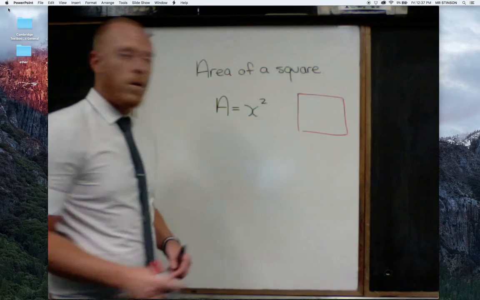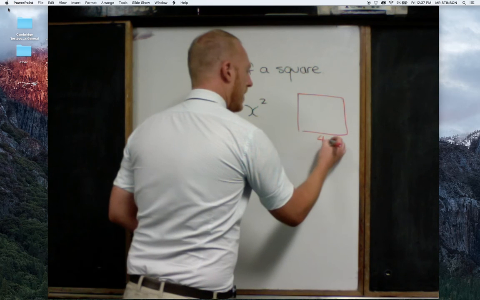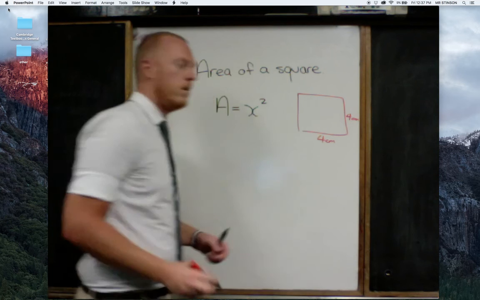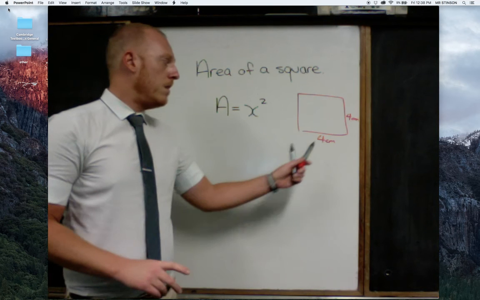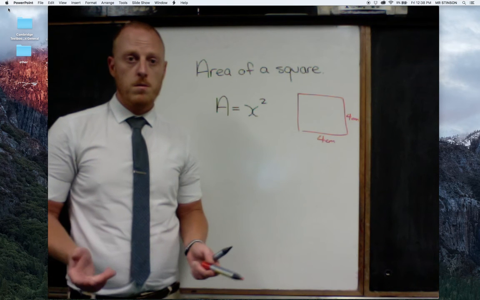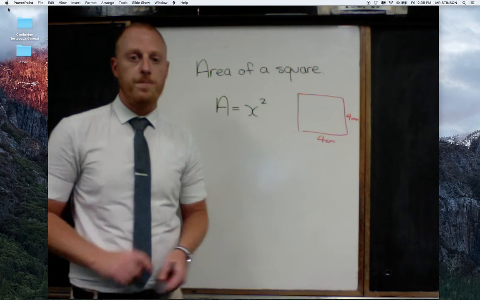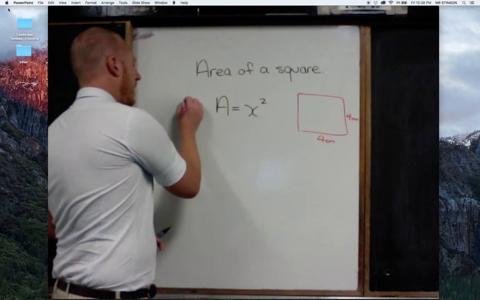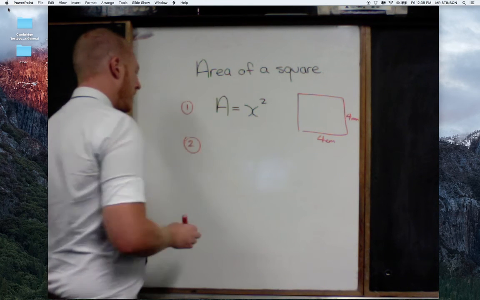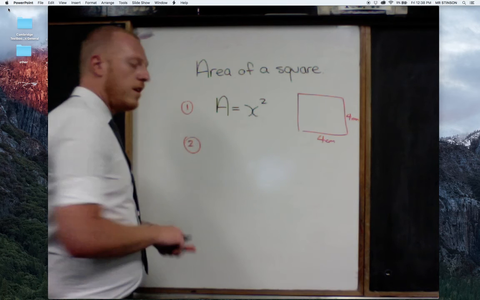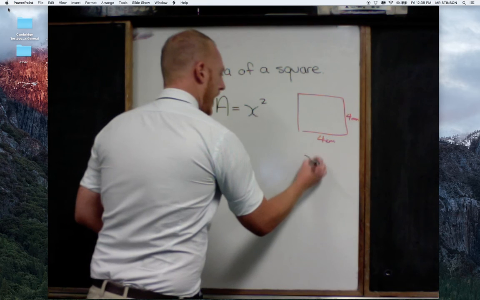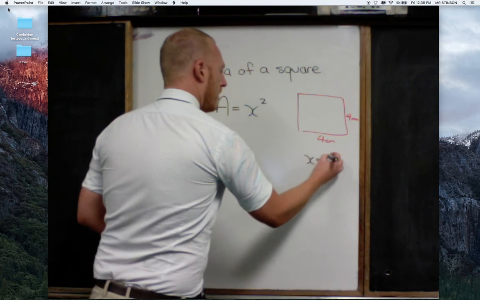If I have a square where each side is 4 centimeters long, these are my x's. So, happily, we've done step 1. We've written our formula down. Step 2. Write your values next to your formula. X equals 4.